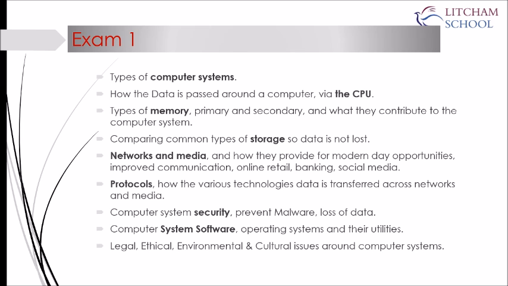Exam 1 touches on computer systems, the types of computer systems there are, be it a car radio or a laptop. They're both very different and they do different things. How the memory they have affects what they do. How do you store things in a computer system? We have a look at networks and media and how data is transferred across wires or Wi-Fi. And we have a look at computer system security, system software, and a final unit on legal, ethical, environmental and cultural issues.